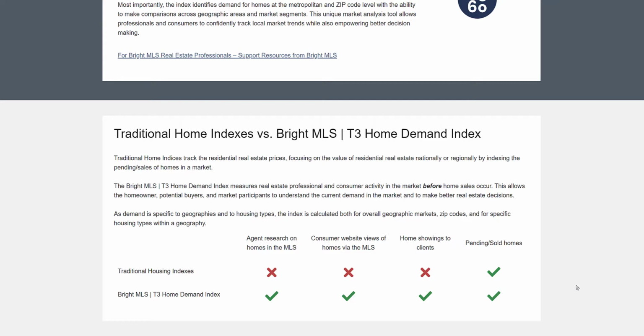But if you're interested in things like how many buyers are coming to the mall, who's shopping, and what stores they're visiting, or, if it's clothes, what clothes are they trying on? Or if it was a car dealership, what cars are they taking for a test drive? You would look at the home demand index.